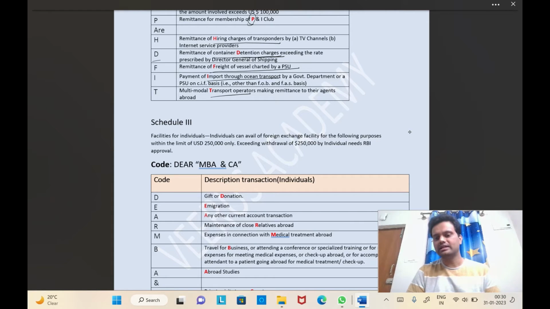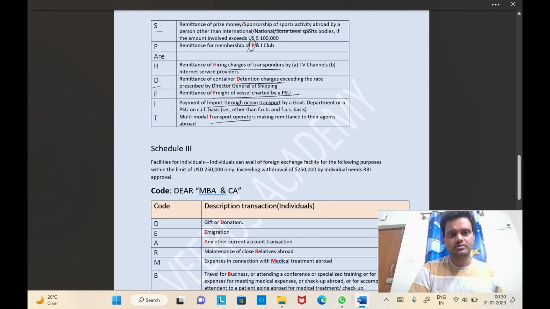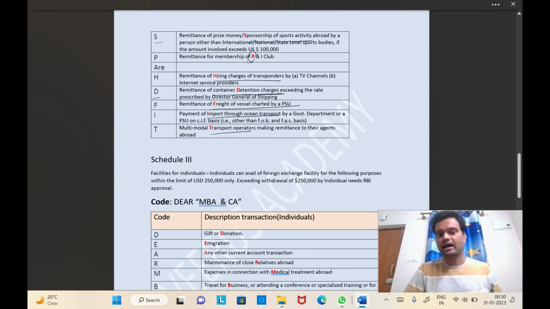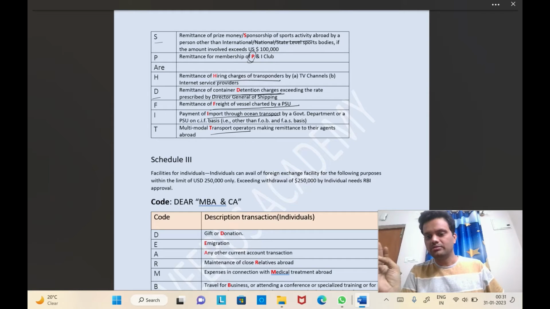These are all the transactions where central government approval is required. For example, if they ask you about this, let's take H as an example. Hiring charges of transponders. So and so person is paying some hiring charges. How much is the remittance, and to make this remittance, whose approval is required? That is the question. Then you just need to remember this code, CASP or HD FIT.